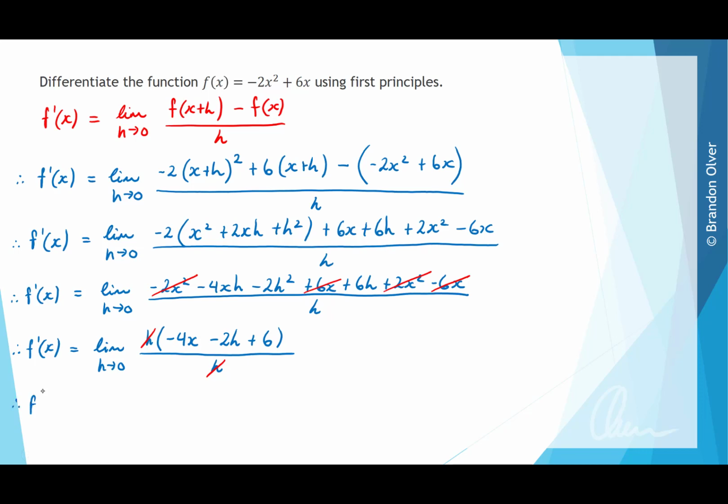Therefore, our derivative f dashed of x is equal to the limit as h approaches 0 of minus 4x minus 2h plus 6. And now to evaluate this limit, it's sufficient to know that we can just substitute h in as being 0. So when we do that, we find that this is equal to minus 4x plus 6. Therefore, the derivative f dashed of x is equal to minus 4x plus 6 for this question.